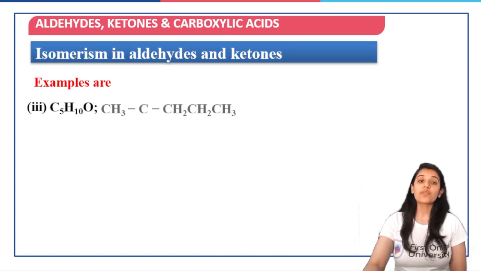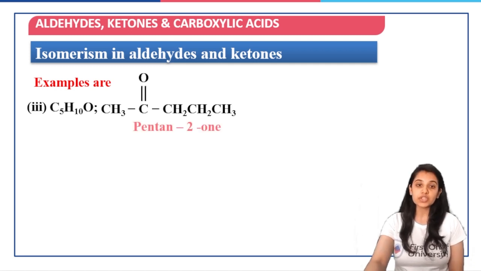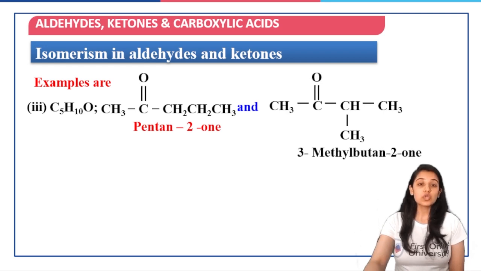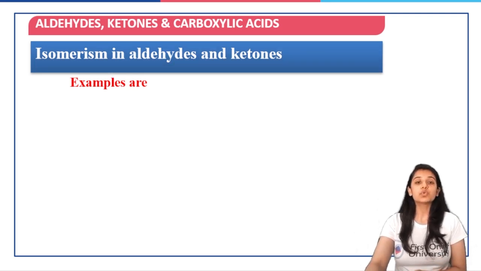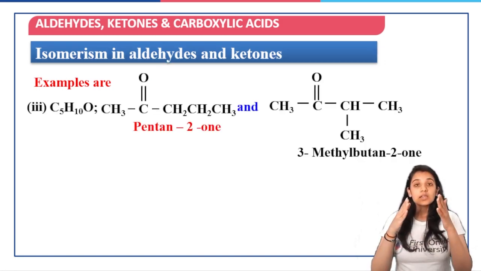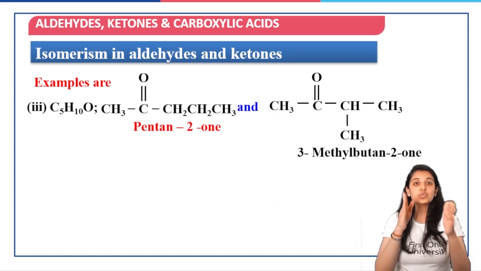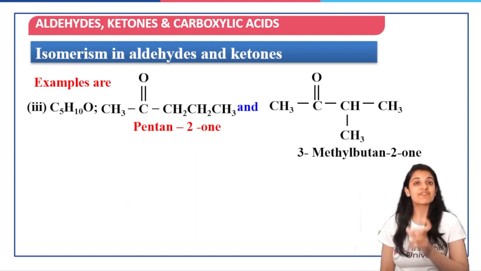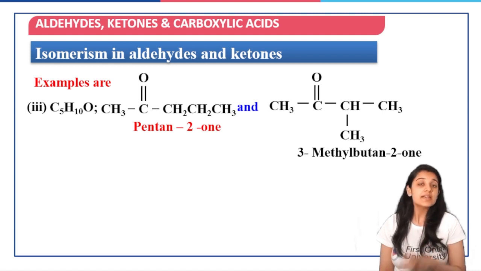Third example of the same compound C5H10O, we can talk in terms of ketones. So we can have pentane-2-one, we can have pentane-3-one, we can also have 3-methylbutane-2-one, right? So even in the case of ketones, these different isomers will exist, which will have the same molecular formula but different structural formula. And since the structure differs in a way that they have different chain lengths, these are going to be examples of chain isomers.